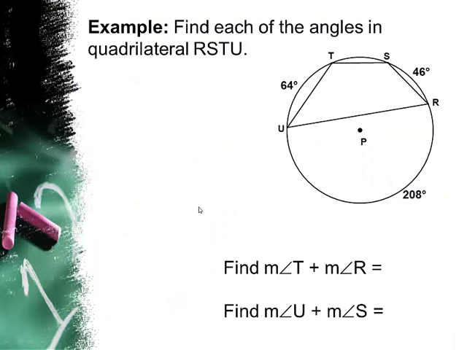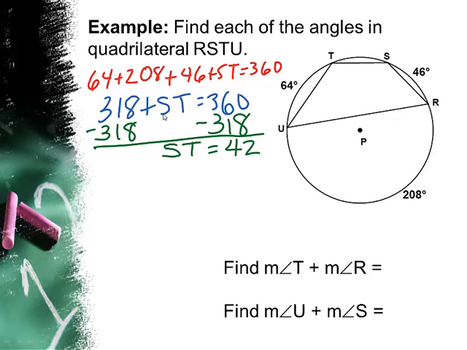Now let's go ahead and take a look at this example where we're going to find each of the angles in a quadrilateral RSTU. So in this one, we're going to use the same relationship, but I need all my arc lengths, so let me go ahead and find this missing one. So I added all these up, plus ST has to equal 360. Combine like terms, solve for ST, and I get 42 degrees.